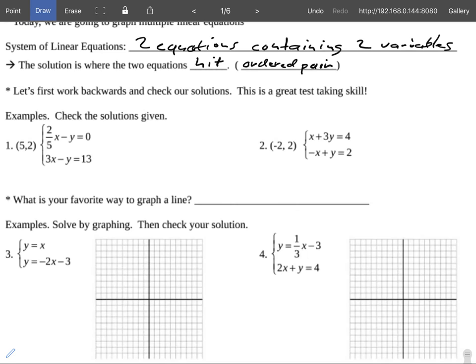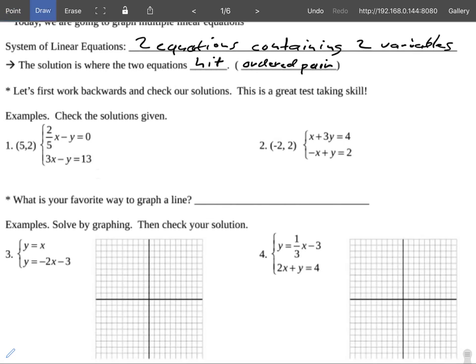All right, so let's look at example one. So example one, they've already given you the solution. So the solution is right here. Now what that means is x equals 5, y equals 2. That makes both of these equations true at the same time. Okay? So we're supposed to check and make sure that if we plug in the 5 for the x and the 2 for the y, that both equations are true. So let's do that.